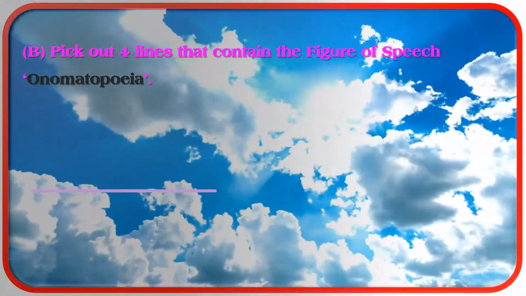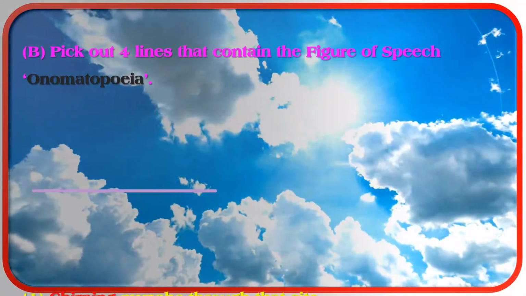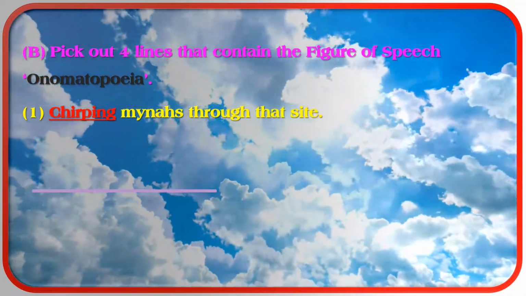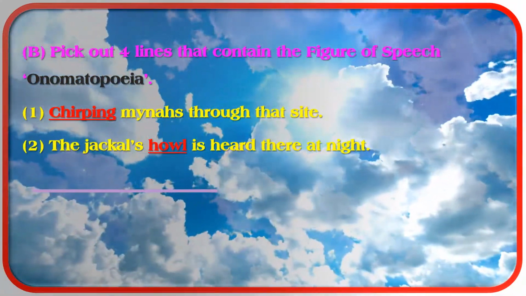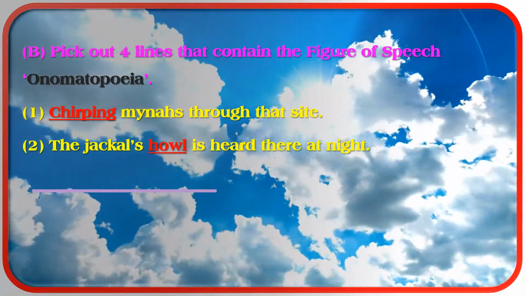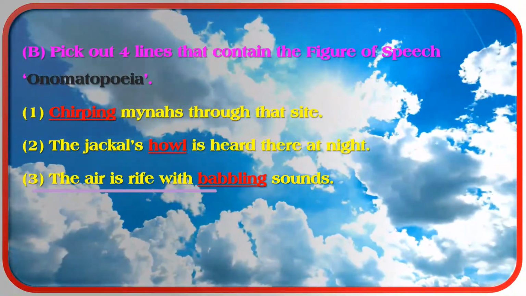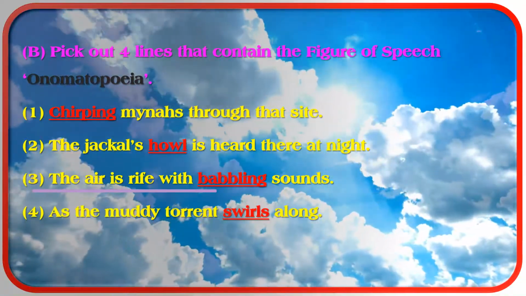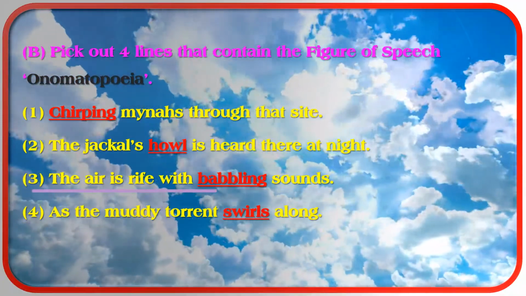Pick out 4 lines that contain the figure of speech onomatopoeia. Chirping mynas through that sight. The jackal's howl is heard there at night. The air is rife with babbling sounds as the muddy torrent swirls along.